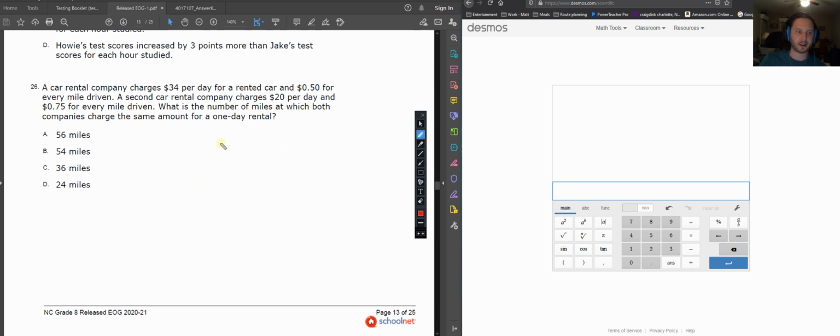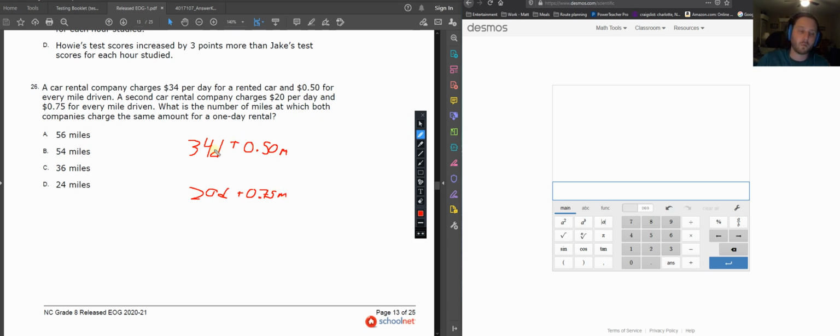All right, well, hold up a second. So it's $34 per day for a rental car, and we have $1.50 for every mile driven. Okay, well, so plus 0.50 for every mile. Okay, good to know. A second car company charges $20 a day, and it's 75 cents for each mile. What is the number of miles at which both companies would charge the same amount for a one-day rental?